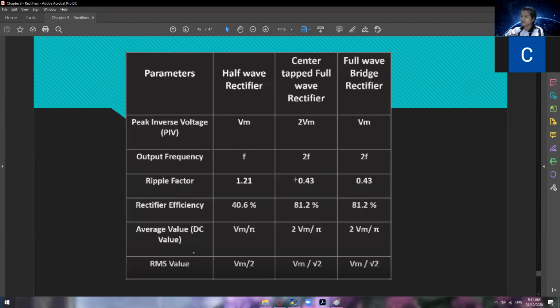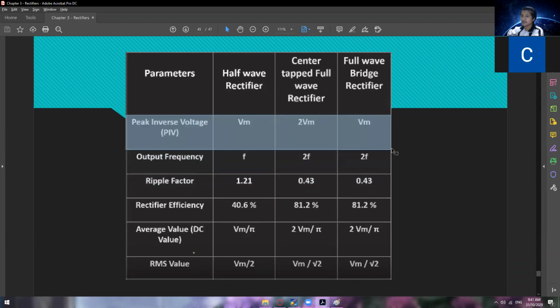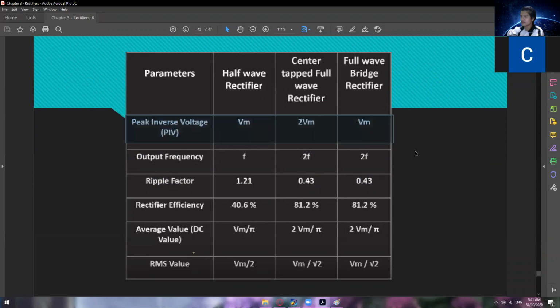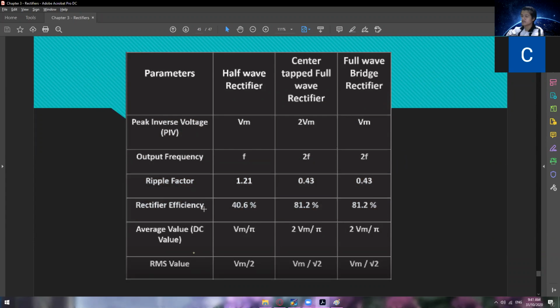And here is a summary of the formulas for the half wave, the center tap, and the full wave bridge rectifier. For now, we've only discussed the peak inverse voltage, where our V sub O is. And then the output frequency, we didn't discuss this one, maybe sooner or later. And then the ripple factor, so soon.